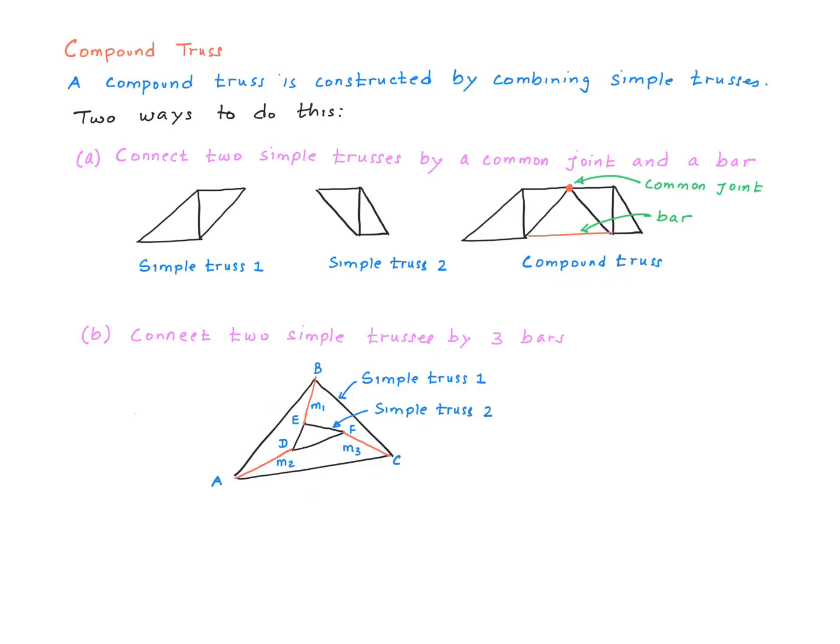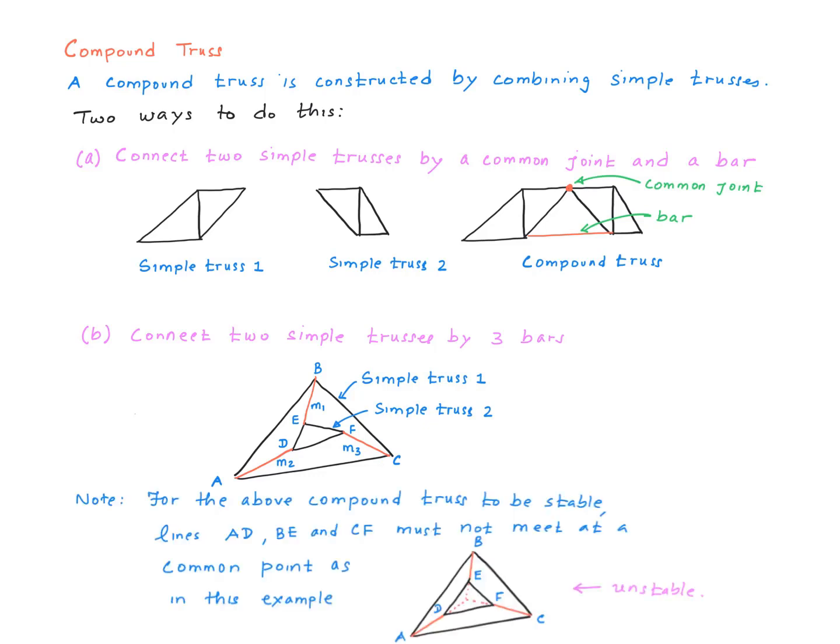Here's another way to do it. Here's a simple truss and here is a second one. We are combining the two through these three bars, M1, M2 and M3. It turns out that in the second method, you might end up having an unstable truss if you are not careful. As an example, this is an unstable truss. In this truss, these three bars have been constructed in such a way that they meet at a common point. If this is the case, the truss is unstable.